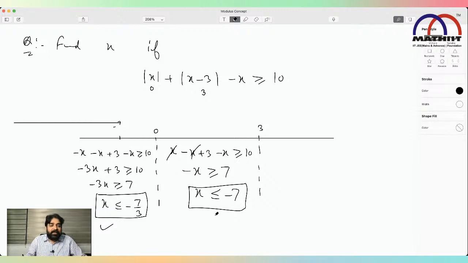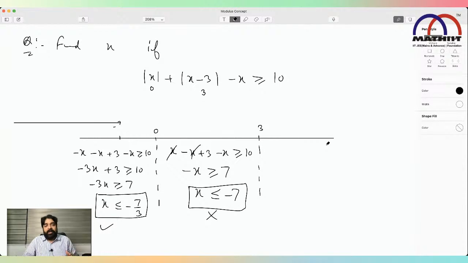Now, this part, can I accept? No, not at all. I have to consider between 0 and 3 only. My area is between 0 and 3 and minus 7 will be somewhere here. You cannot consider it. So this collapses, and you can reject this answer.